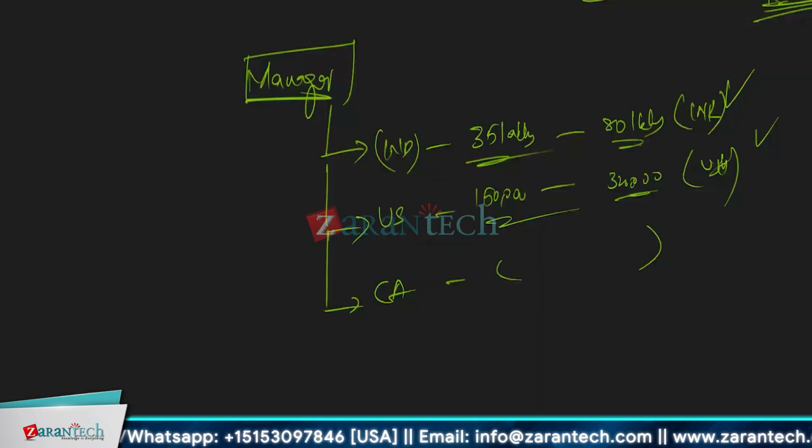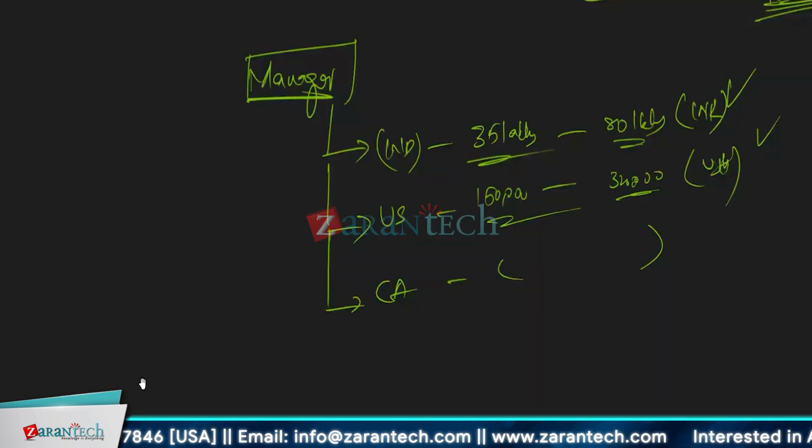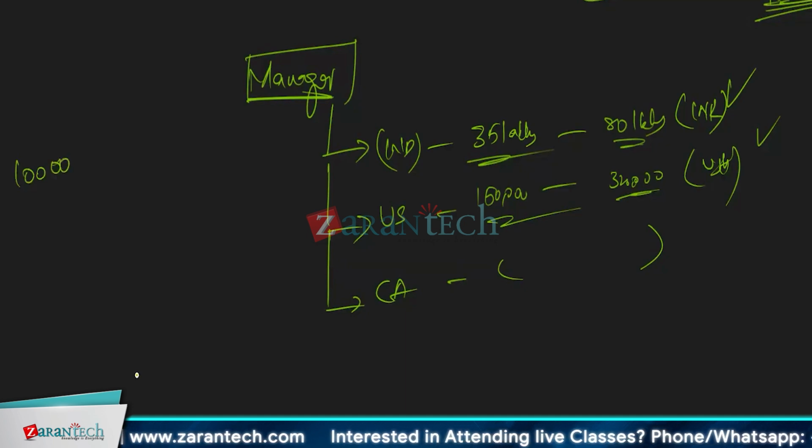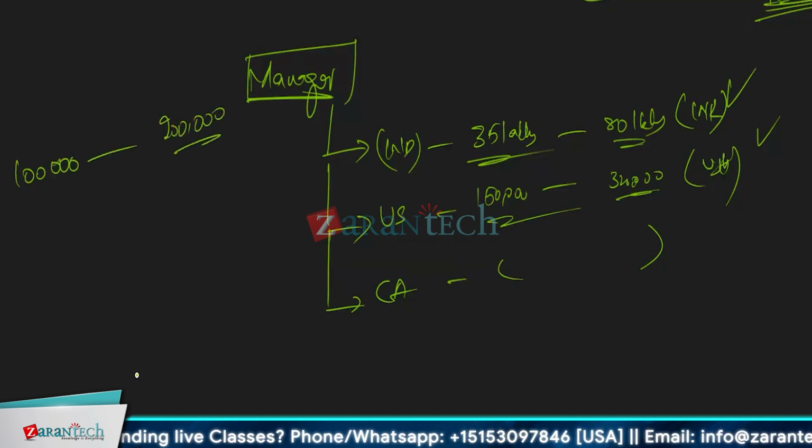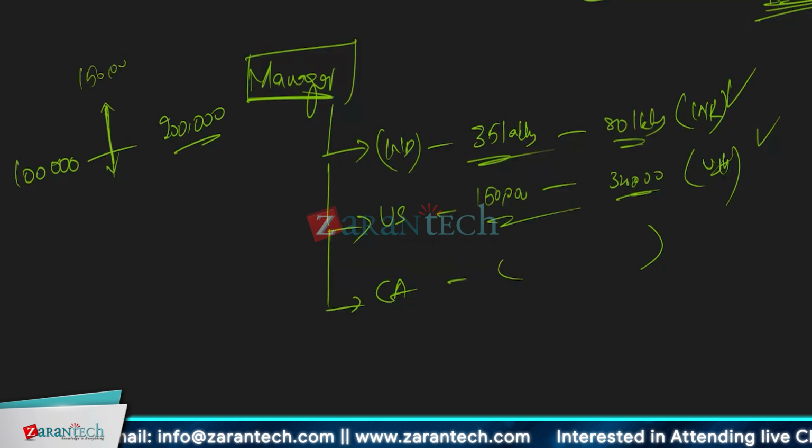Now the midpoint is basically, so let's say there is 100,000 to 200,000. There will be a midpoint, right? What is the midpoint for this? 150,000. That's it. That is the midpoint.